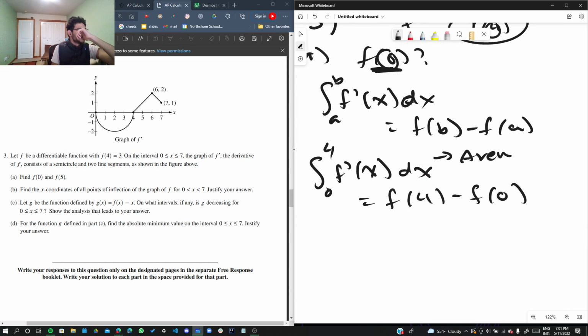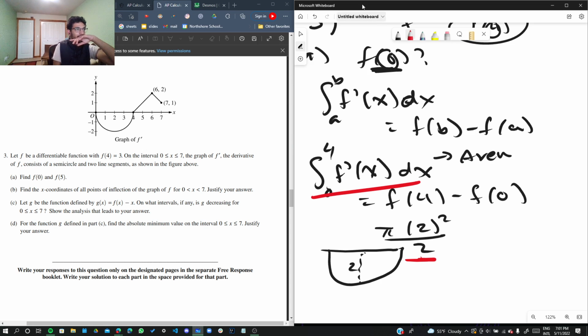So now we just find the area from 0 to 4. From 0 to 4, we have this semicircle right over here, and the semicircle has a radius of 2, right? The entire circle's area would be pi times 2 squared, but that's a full circle, so you have to divide by 2. So that's the area, just this part right here. So that is equal to f of 4 minus f of 0.